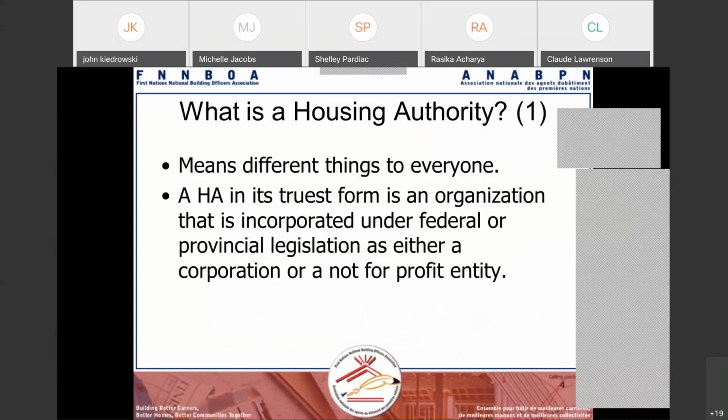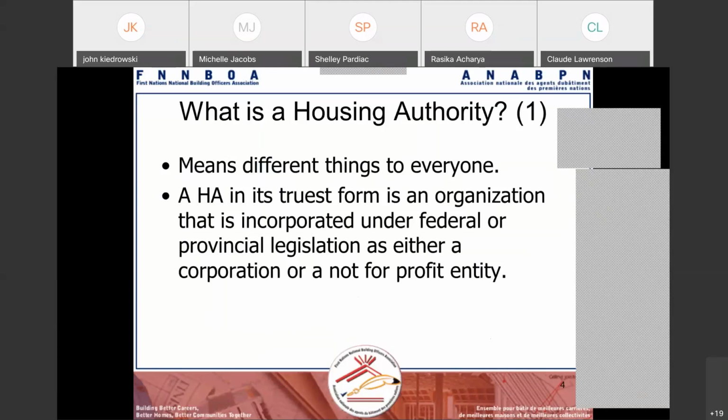So what does a housing authority mean? If you take it in its truest form, it's an incorporated organization under federal or provincial legislation, as either a corporation or a not-for-profit entity. And why is that important? Well, first of all, a not-for-profit entity is a little bit of a misnomer. An organization that's a not-for-profit can make revenues, can make substantial revenues. So for example, FNNBOA, our organization, we generate revenues through a number of our projects, and we have substantial funds in the bank. And those monies that are owned by the corporation, we can use for investment purposes.